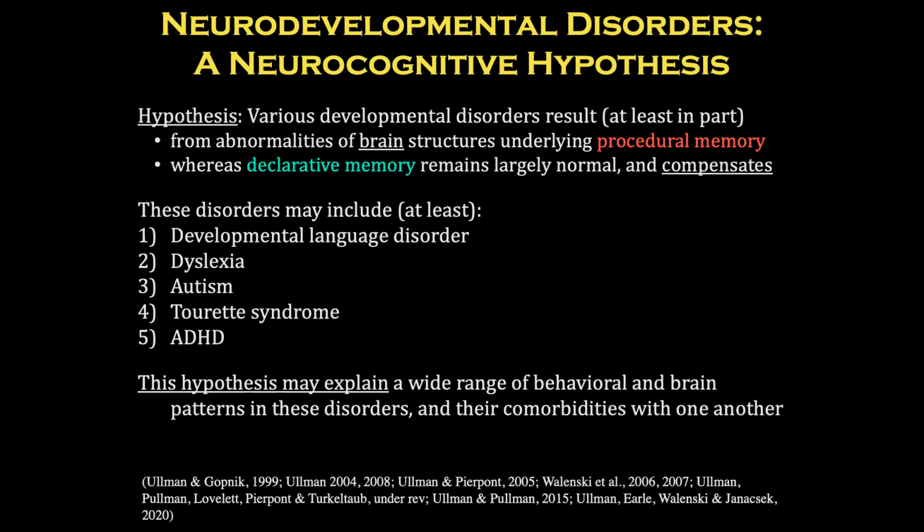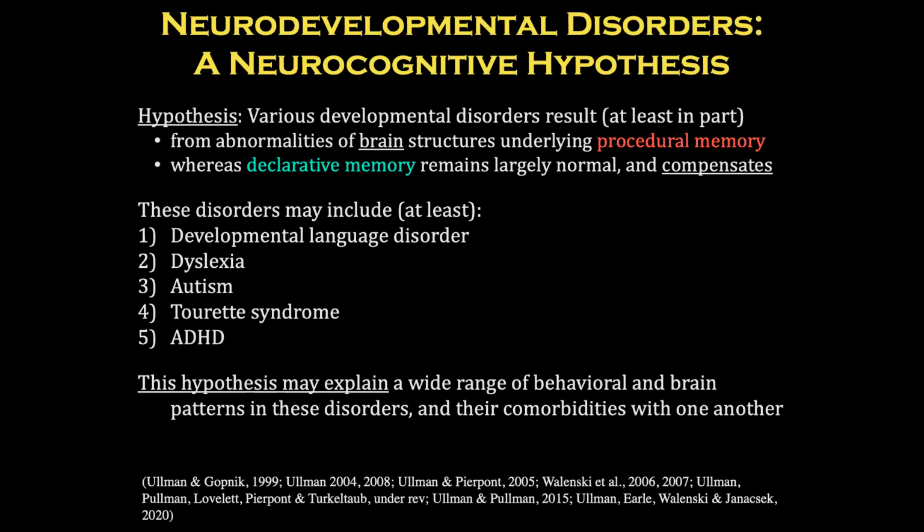Our neurocognitive hypothesis is that various developmental disorders result, at least in part, in different ways, not saying they're all the same, from abnormalities of brain structures that underlie procedural memory. And moreover, declarative memory remains largely normal in most of these disorders, in most individuals, and compensates for these procedural problems plus a whole host of other problems. We published a paper, Ullman and Pierpont, 2015, which talks about this compensation for many kinds of procedural problems across a variety of developmental disorders.